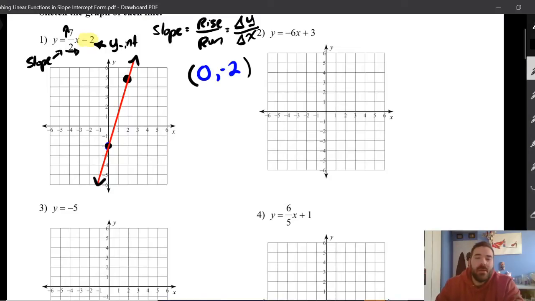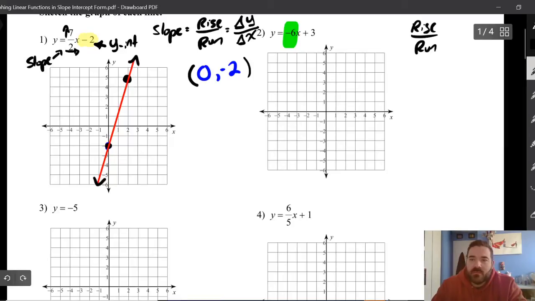Okay. Let's do it one more time. Let's do it here. So I have my slope. But if slope is rise over run, there should be 2 values. There should be a change in the y and the change in the x. There should be a rise over a run.